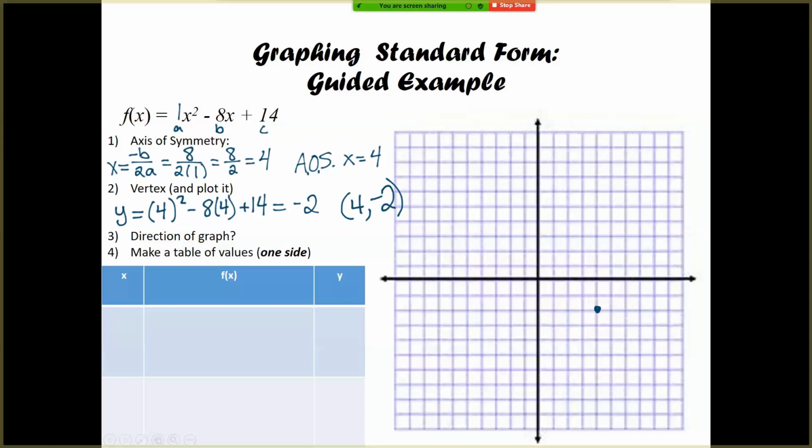Question 3 wants to know the direction of my graph. I want to know if this opens up or opens down. Up. So a is +1. Anytime it's positive, we smile. So it's going to open up. It's going to look like a smiley face.